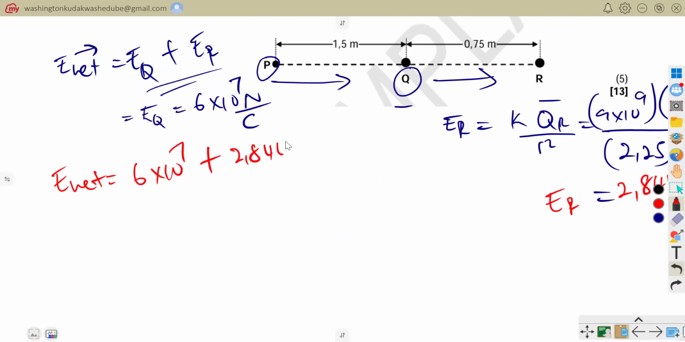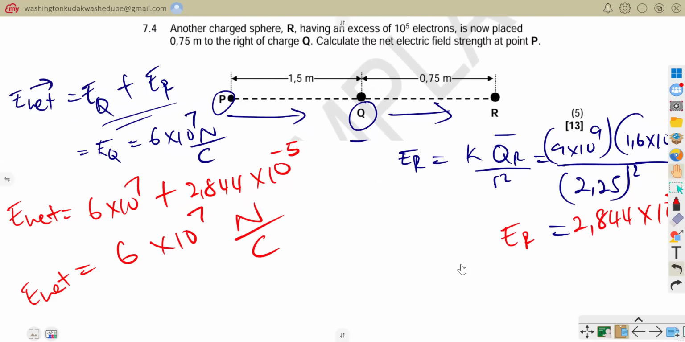If I add these two, the value will simply come back to 6 times 10 to the power of 7, because this would be negligible to this. So it will just come back to this value, newtons per coulomb. So that becomes the E net. Make sure that you are substituting the correct values that are given there, and you depict it correctly, according to this diagram. Don't start drawing your own diagrams. Now let's go to question number 8.